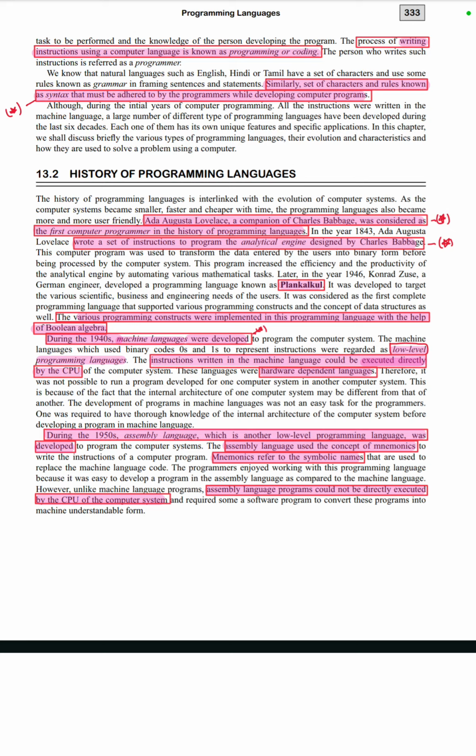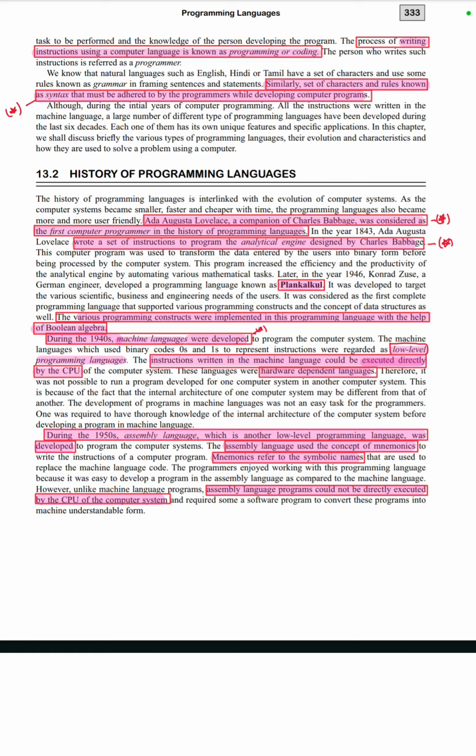During the 1940s, machine languages were developed as low-level programming languages. Machine languages were developed to program the computer system. The machine languages, which used binary codes 0s and 1s to represent instructions, were regarded as low-level programming languages. The instructions written in the machine language could be executed directly by the CPU. These languages were hardware-dependent languages.